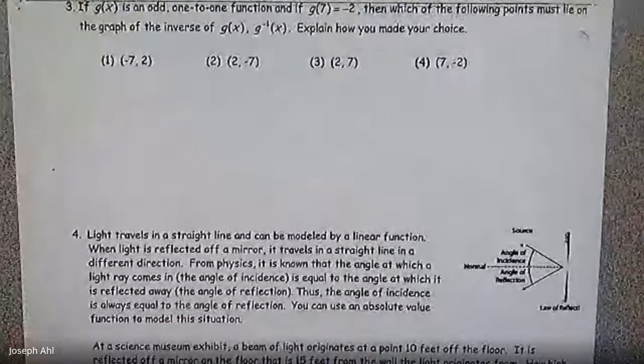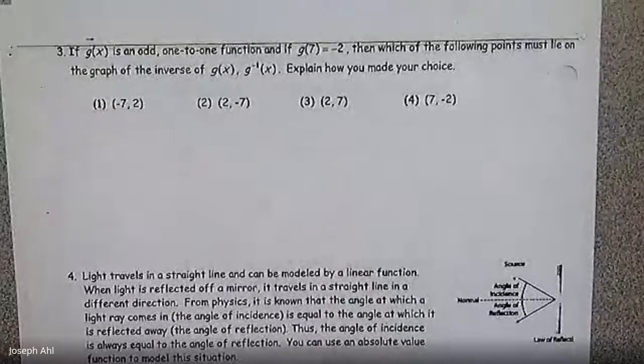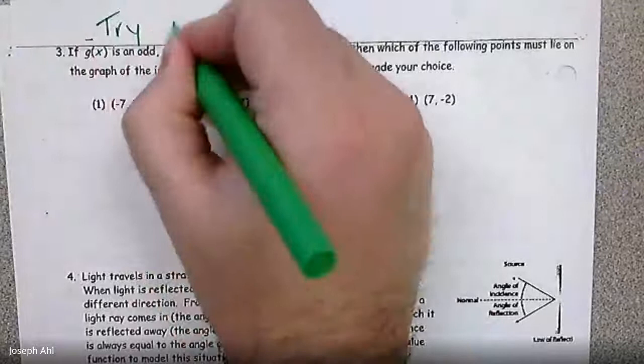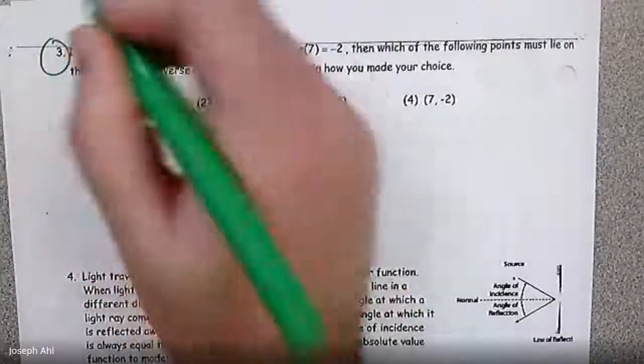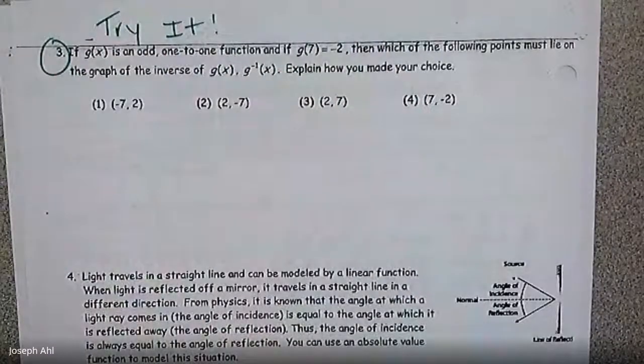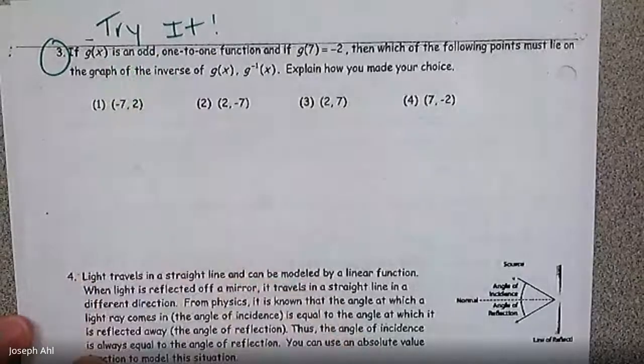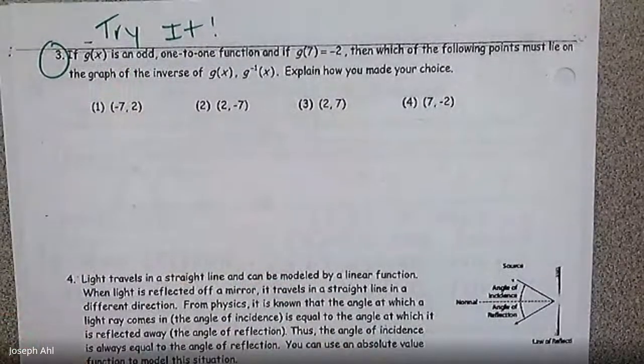All right, I want you to think about number 3 on your own. So I'll call number 3 a try it. Okay. This one's just a little bit about even and odd again. So going back to the lesson prior to this. So if you have questions, refer to that. But let's go ahead and read number 4, and we'll do this one together.